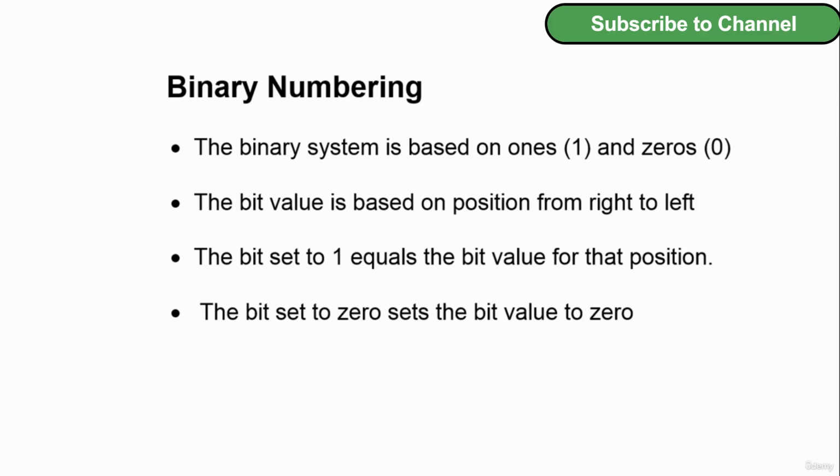It's key to understand how binary numbers work so you can then apply it to learning how to subnet and how to calculate host addresses and subnet masks. So the binary system is based on two values, ones and zeros. The bit value is based on a position from right to left. As you move from right to left, the value increases by double. If you set it to 1, the bit value is applied for that position. If it's 0, then the value is just 0.